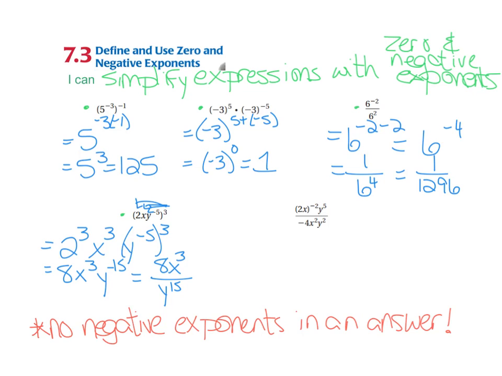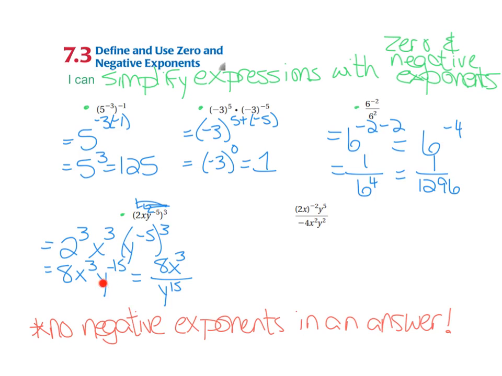The third one, I had a product to a power, so I took each factor and raised it to that power. So I did 2 cubed, x cubed, and y to the -5 cubed. 2 cubed is 8, x cubed stays the way it is. Here I have a power to a power. -5 times 3 is -15.